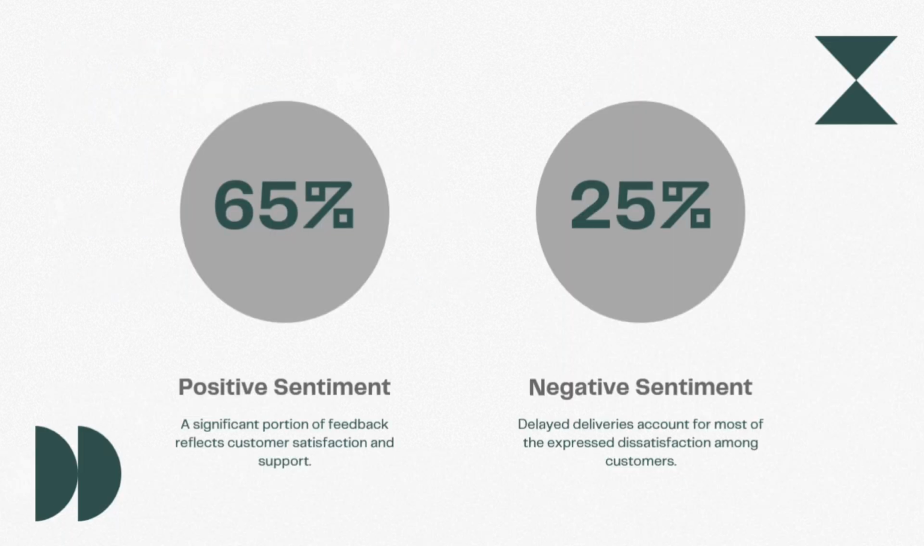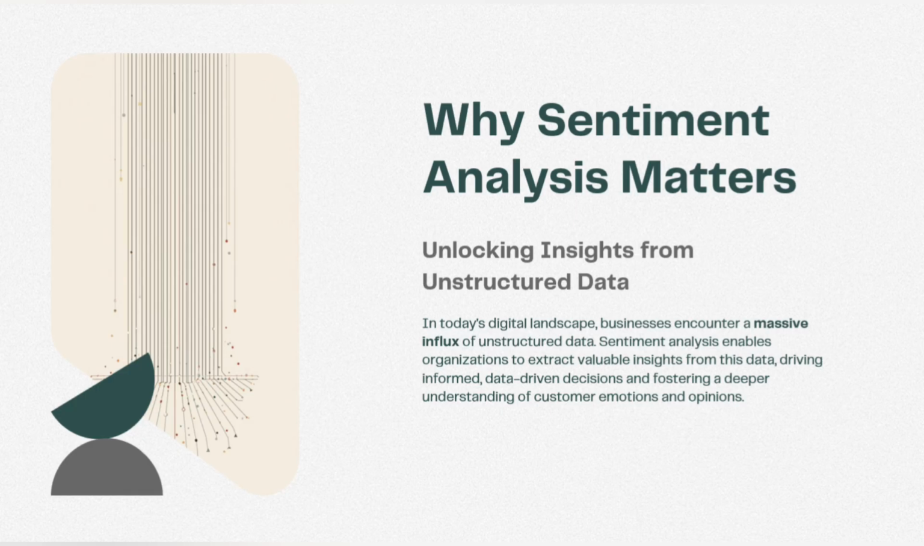Just to give you a quick snapshot of what this looks like in practice, imagine discovering that 65% of your customer feedback is positive, reflecting strong satisfaction and support for your brand. Now, let us come to negative feedback. The analysis shows that 25% of feedback is negative, but more importantly, it pinpoints the reason most of the dissatisfaction comes from delayed deliveries. This is the kind of specific, powerful insight that allows a business to solve the right problems. So, why is this so crucial right now?